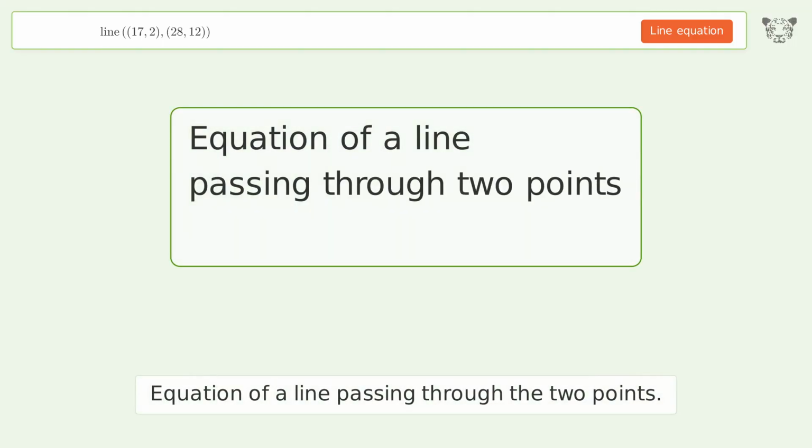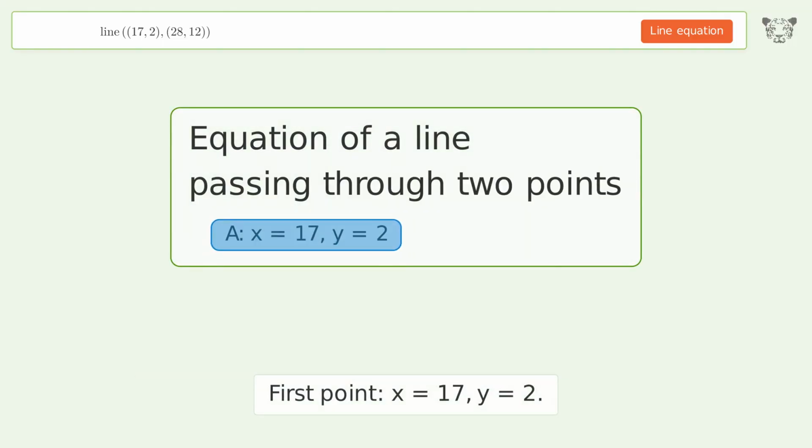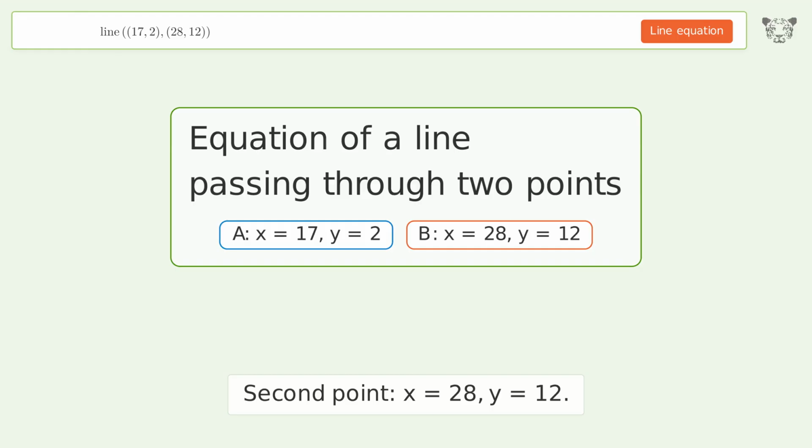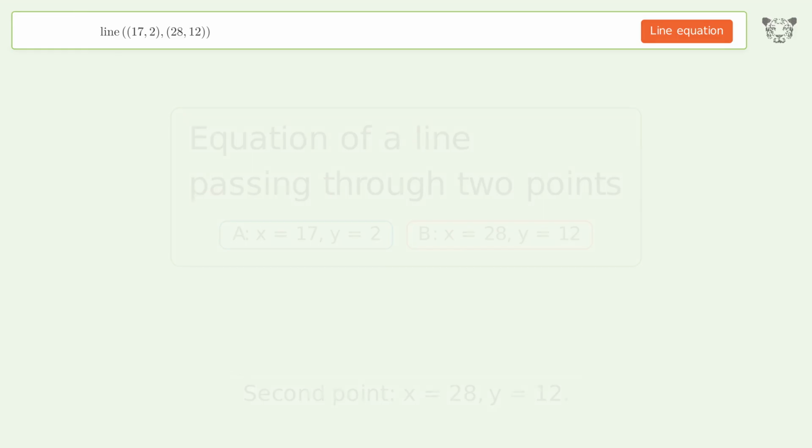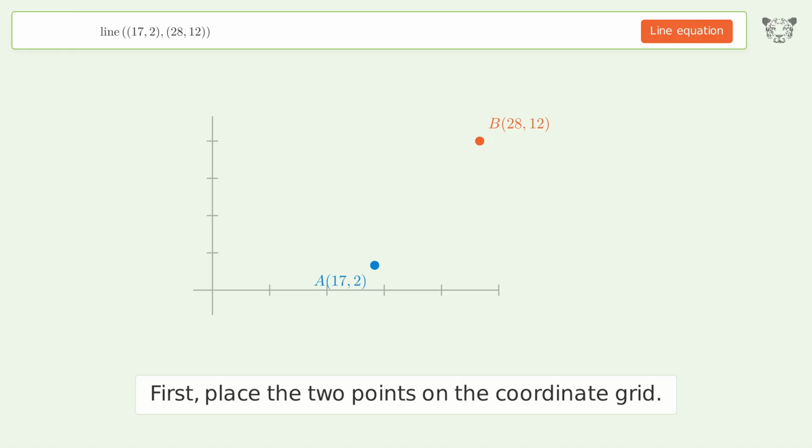Equation of a line passing through 2 points. The first point has x equals 17, and y equals 2. The second point has x equals 28, and y equals 12. First, place the 2 points on the coordinate grid.